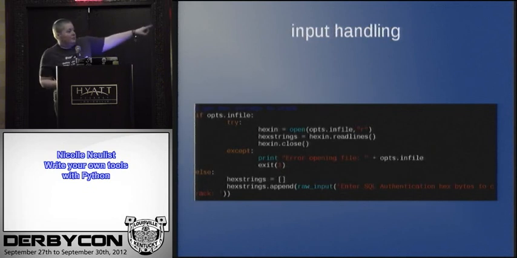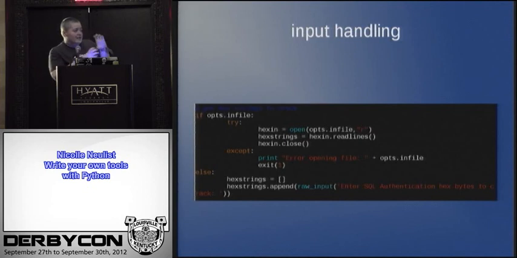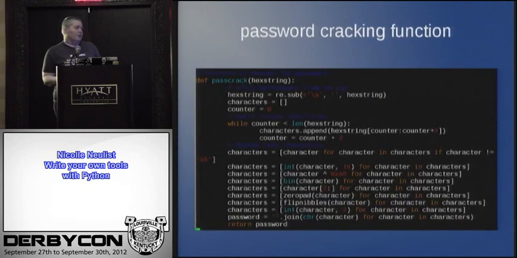If there was no input file defined, then I just define hex strings as an empty list and append to it raw input, which is just the user input at the keyboard function, enter SQL authentication hex bytes to crack. And the reason that I did it as a list as opposed to just a string is because the way I define my functions later in the code, as you'll see, it iterates through each set of hex in the string to crack the passwords.